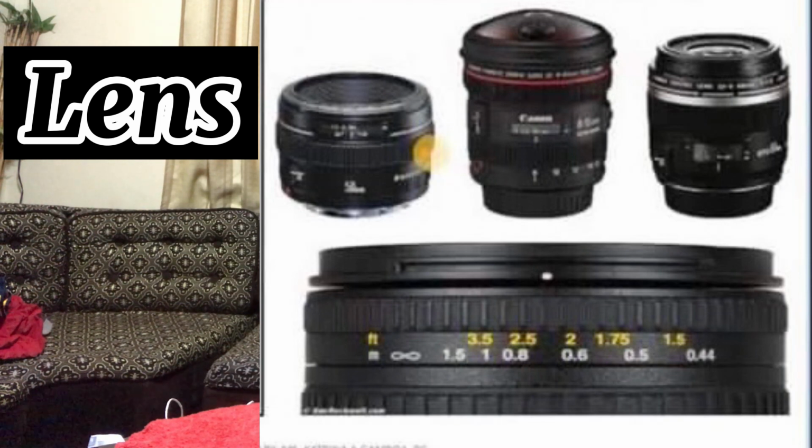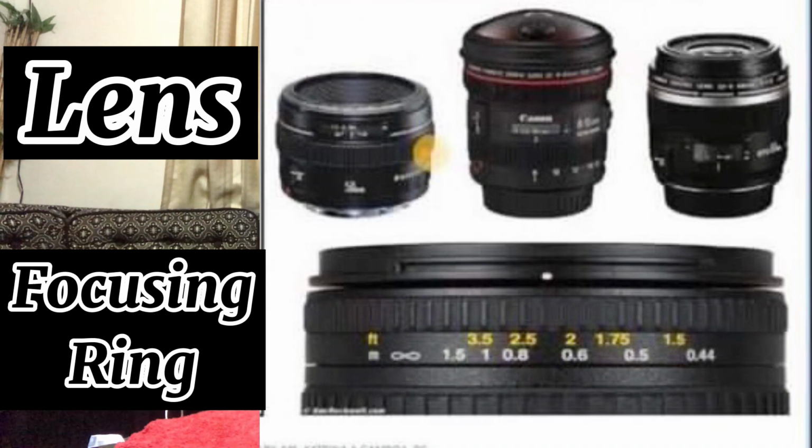The second one is the focusing ring. The focusing ring moves the lens back and forth, which allows the photographer to create a sharp image of the subject.